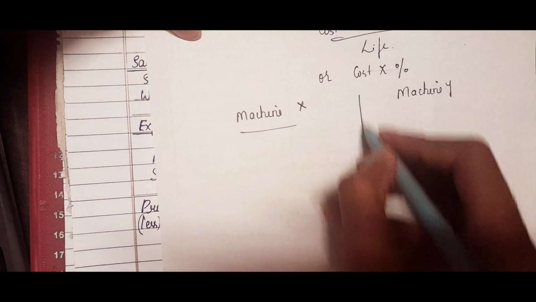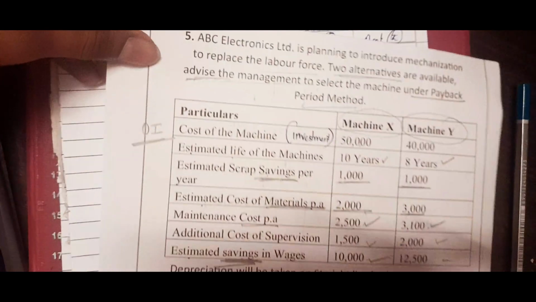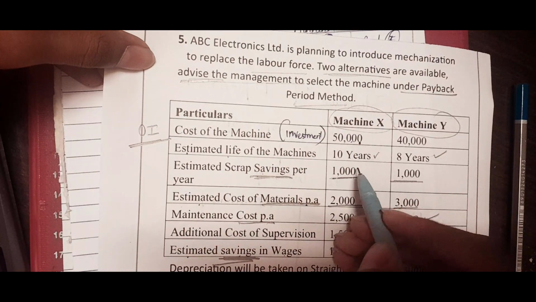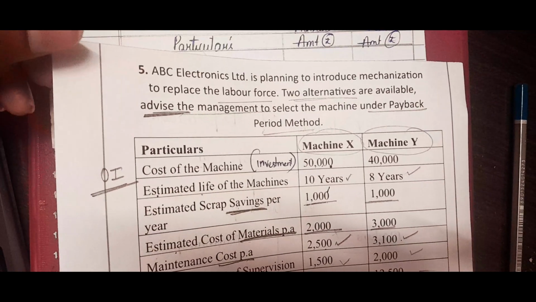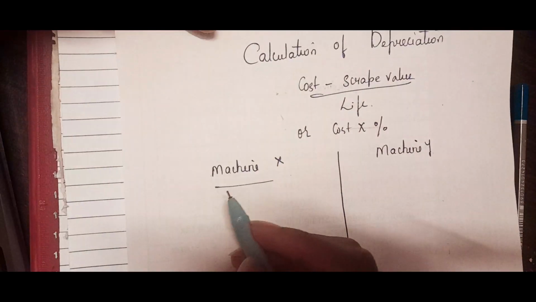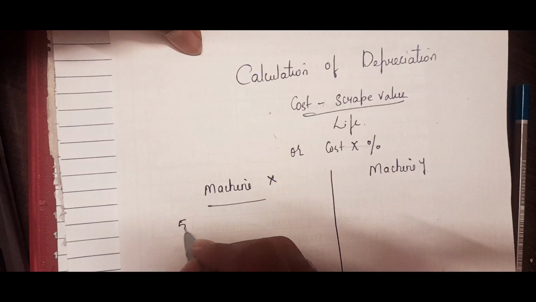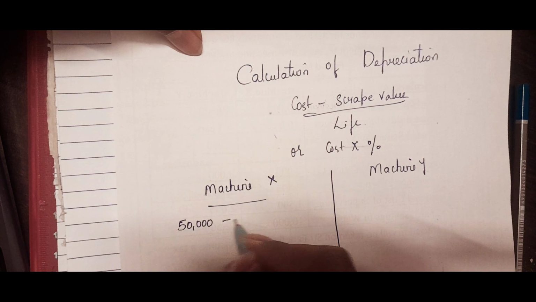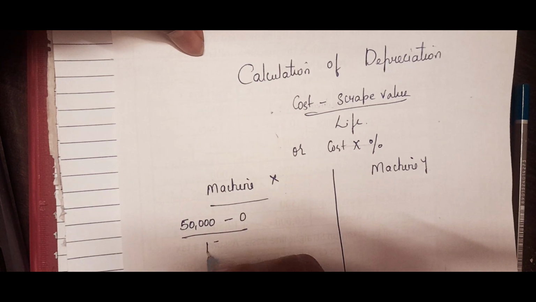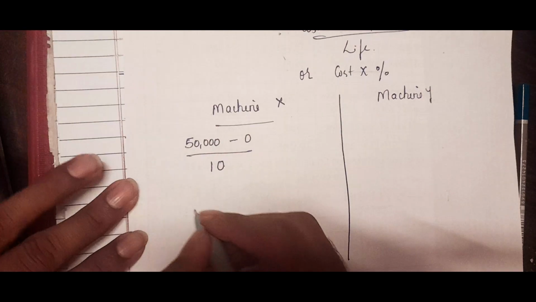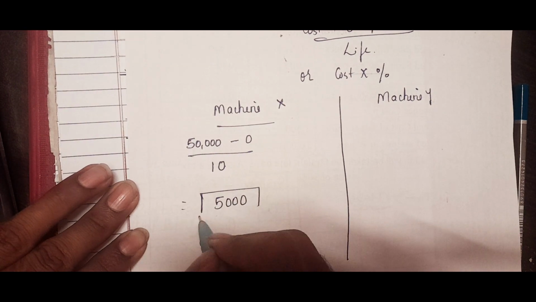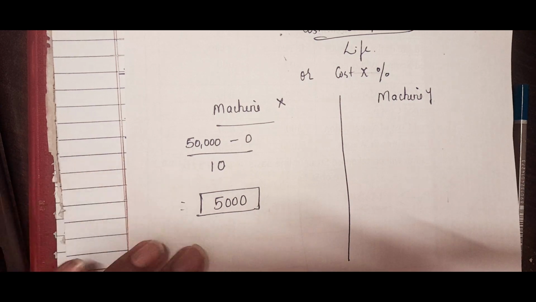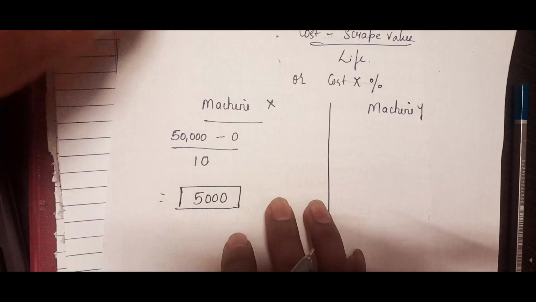Now machine X, the total cost of machinery is 50,000 and life is 10 years. There is no scrap value. So cost is how much? 50,000 for machine X minus 0. Scrap value is 0. Life is 10 years. So the depreciation will be 5,000. Machine Y, let us check.